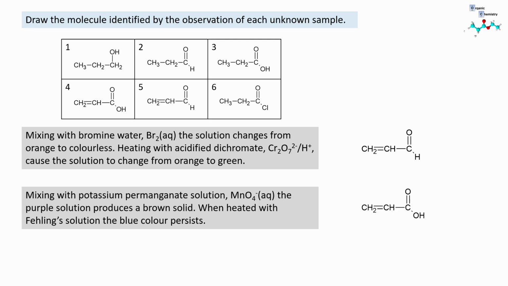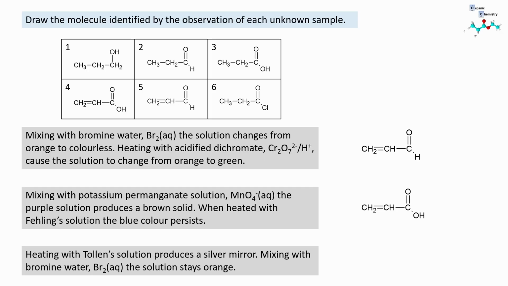There we go. And the last one, again, once we've read it out, pause it and see if you can work out what the unknown molecule is. So if we heat with Tollens reagent, it produces a silver mirror. Now, heating with Tollens reagent producing a silver mirror means there is an aldehyde present. Mixing with bromine water stays orange. When you mix it with bromine water and the color doesn't change in a short time, it means that there is not a double bond or a triple bond present.